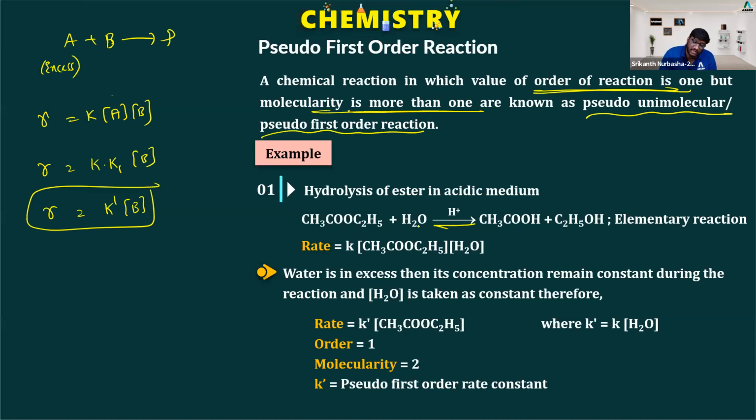If water is in excess, then the concentration of water is almost constant. So K into the concentration of H2O is some constant K dash. So rate is equal to K dash into the concentration of ester only. So the order is only 1 because the rate of reaction depends only on the concentration of ester, but the molecularity is 2. So K dash is the pseudo first order rate constant.